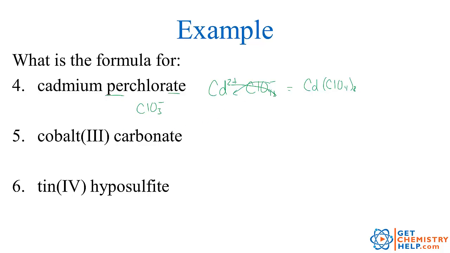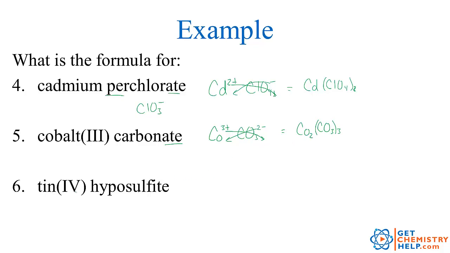We don't want that. How about cobalt 3 carbonate? Okay, cobalt is Co. Roman numeral 3 tells me 3 positive. Carbonate. Okay, well, carbonate is one of those I know. So carbonate is CO3, 2 negative. Okay, crossover rule. Put the 3 here. Put the 2 here. So Co2(CO3)3. But again, since I have more than 1 polyatomic, I have to put it in parentheses like this.